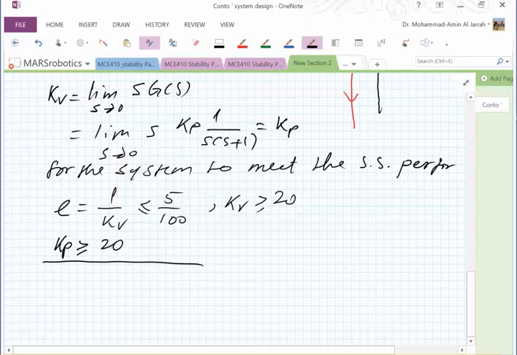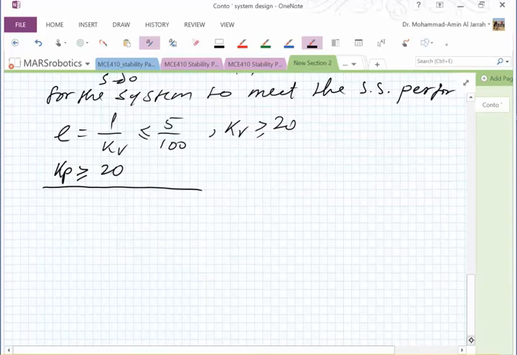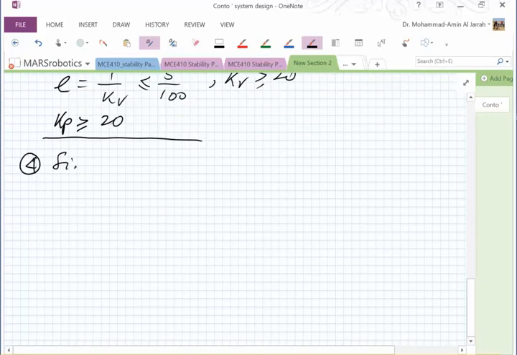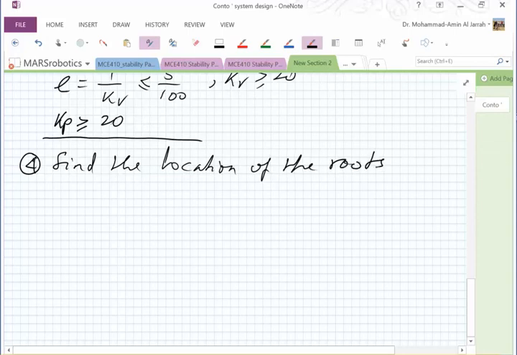Now we need to find where the roots are that correspond to Kp equal to 20. So step number 4, we find the location of the roots. What we mean by finding the location of the roots is that we need to check the transient performance, because the transient performance depends on the location of the roots, right? Okay, so let us check the closed loop poles of the system.